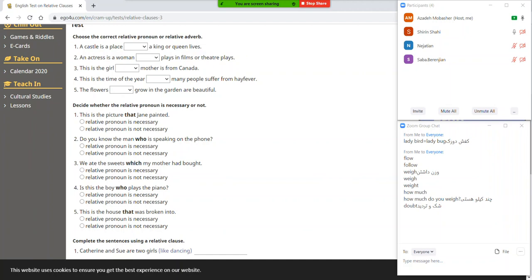Very good. Number two. An actress is a woman who plays in films or theater plays. Yes. This is the girl whose mother is from Canada. Yes. Number four. This is the time of the year when many people suffer from hay fever. Hay fever. Yes.